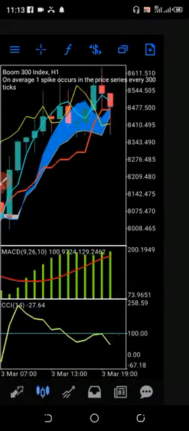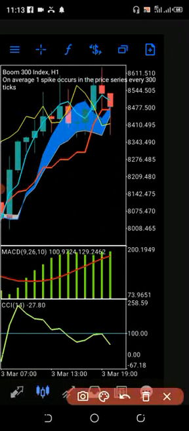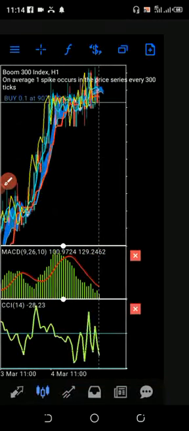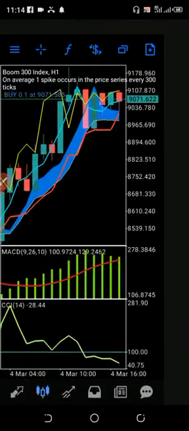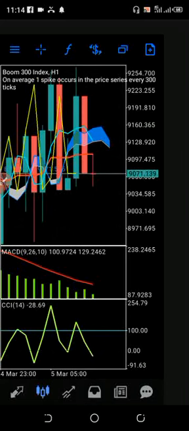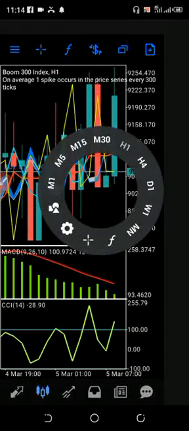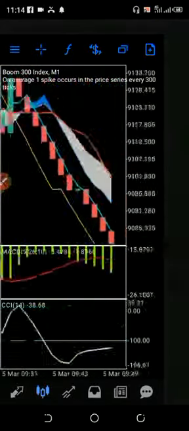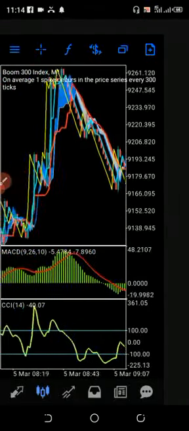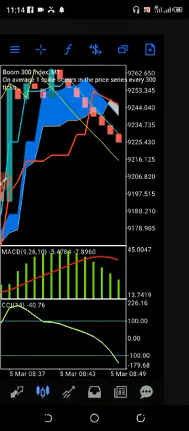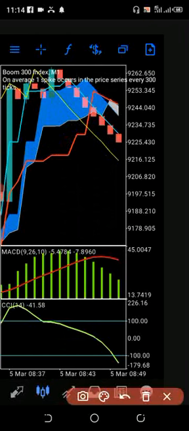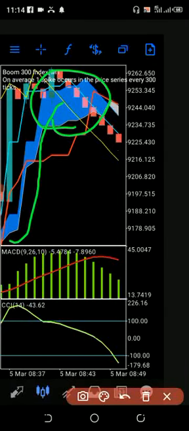Now, do you see the blue? Watch this particular thing carefully. I want you to learn something. We have the Ichimoku cloud. Let me just use the one minute time frame. We have two clouds here. Watch this one. See? It came to a point and started forming something like this. Watch it carefully because you will see it in your forex trading and in your daily trading.